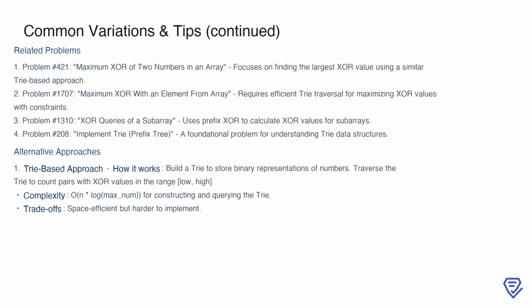Here, you build a tree to hold binary representations of the numbers in the array. By traversing the tree, you can efficiently count pairs with XOR values in the specified range, low, high. This method has a time complexity of O(n log max_number), making it both space-efficient and scalable. However, it does require careful implementation, especially when managing the binary representations of numbers.